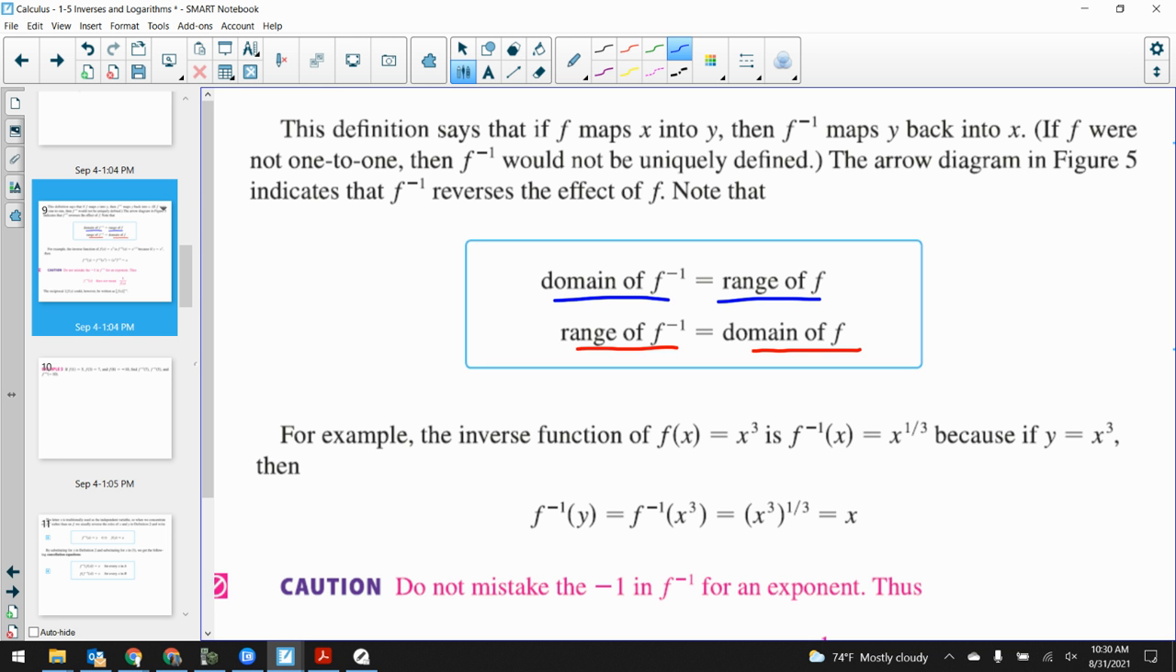Now, whether you're talking about f or f inverse, it doesn't matter. The domain of f inverse, the inputs to f inverse, are the outputs to f. The outputs to f inverse are the inputs to f. For example, the inverse function: f of x is equal to x to the third. We just talked about it a second ago. F inverse of x is equal to x to the 1/3 power.